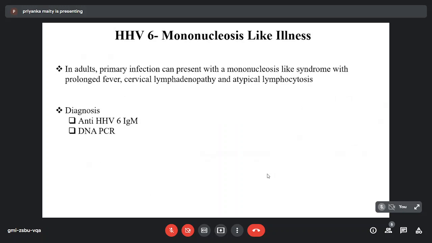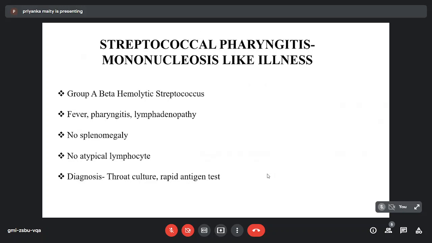HHV6 mononucleosis-like illness. In adults, primary infection can present with a mononucleosis-like syndrome with prolonged fever, cervical lymphadenopathy, and atypical lymphocytosis. Diagnosis can be made by anti-HHV6 IgM and DNA-PCR. Streptococcal pharyngitis mononucleosis-like illness is caused by group A beta-hemolytic streptococcus, characterized by fever, pharyngitis, lymphadenopathy. There is no splenomegaly and there is absence of atypical lymphocytes. Diagnosis can be made by rapid antigen test or throat culture.